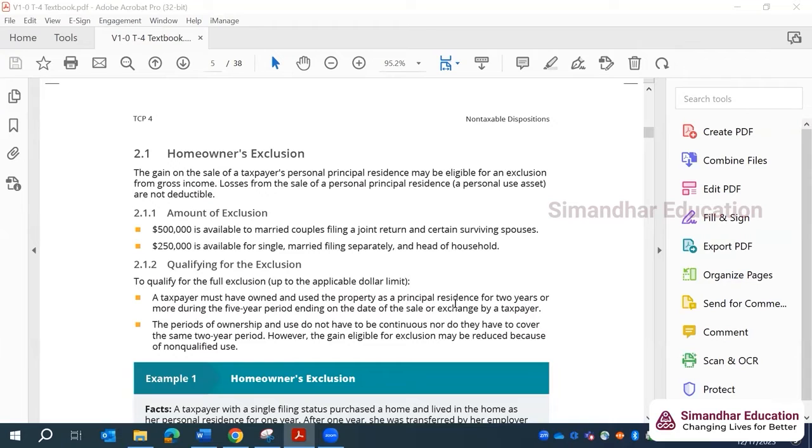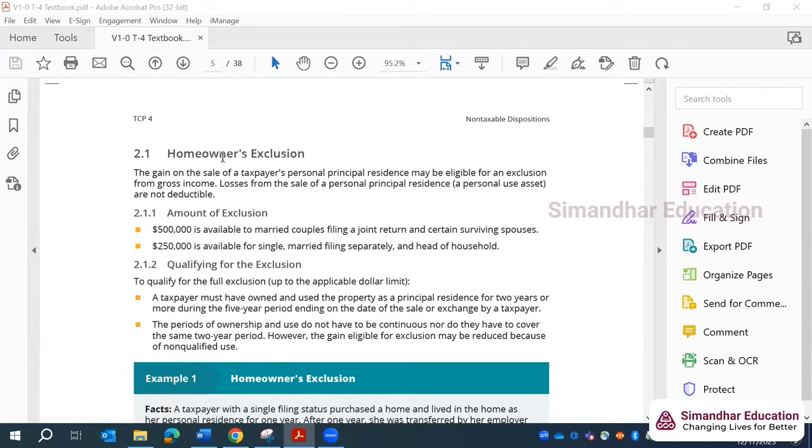So from the sale date, you have to look back 5 years and determine whether you satisfy the 2 years of usage of property and the 2 years of ownership of property. So if you satisfy these two requirements, depending upon your filing status, you will be able to exclude gain.